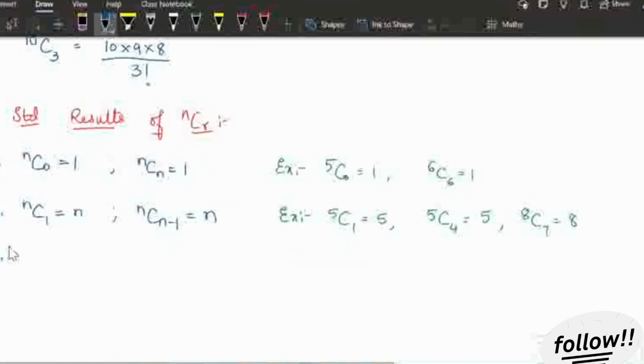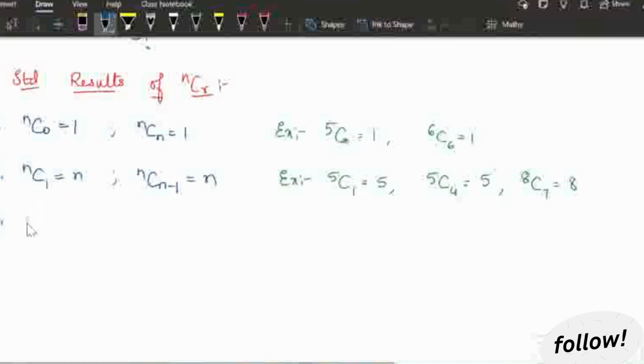Next is, if nCx is equal to nCy, write down the other result, then we will write this. nCr is equal to nC(n minus r). This is very important. This result we are going to use in many problems. Okay, nCr is equal to nC(n minus r).